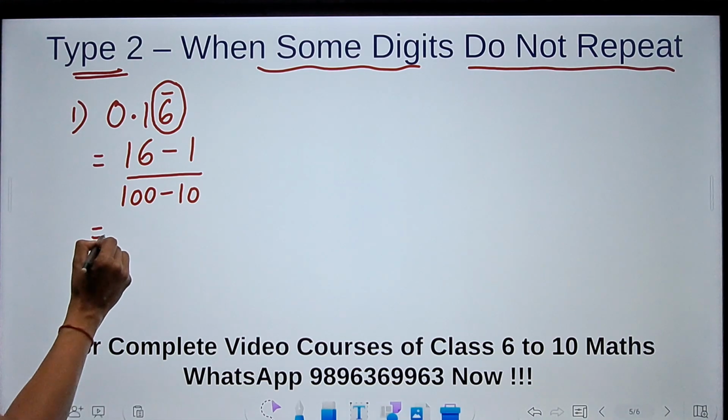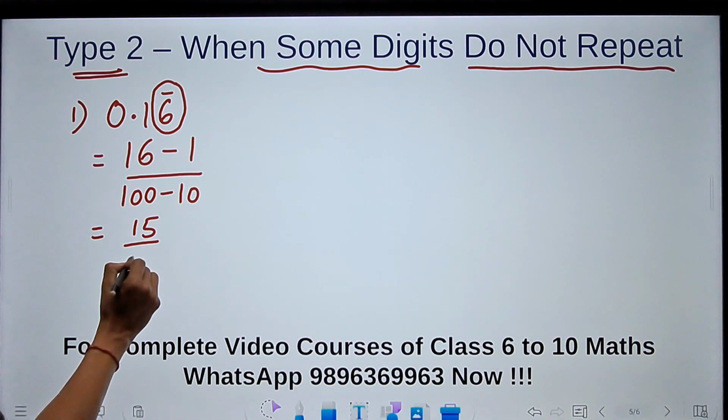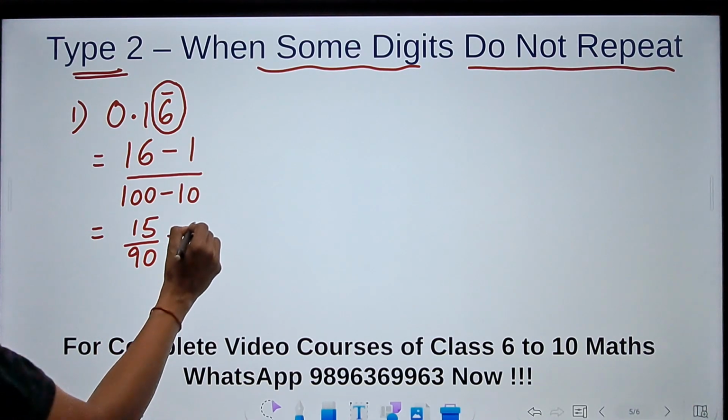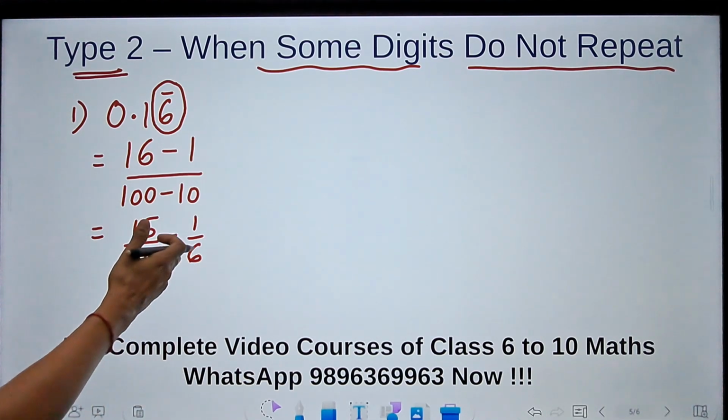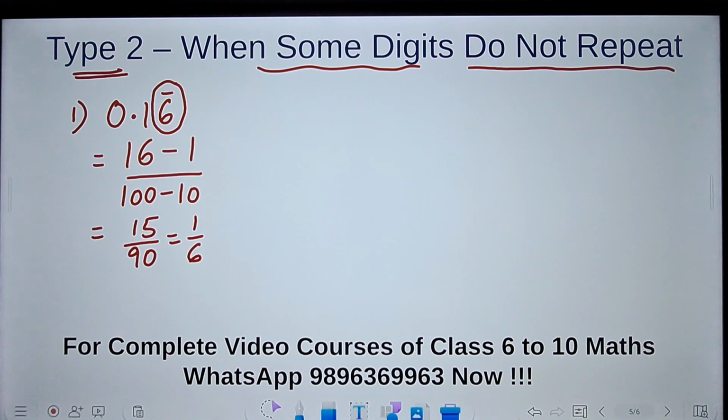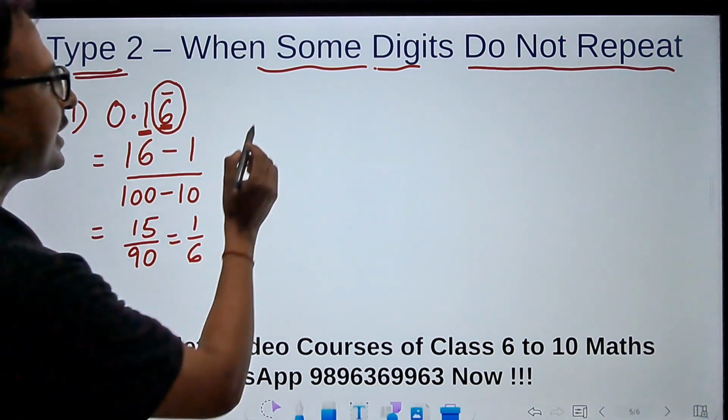Okay, so this is what? 15 over 90, right? And 15 over 90 happens to be, 15 sixes are 90, so 1 over 6. And now you can check, 1 divided by 6 is 0.16666 and so on. Let's take another question.